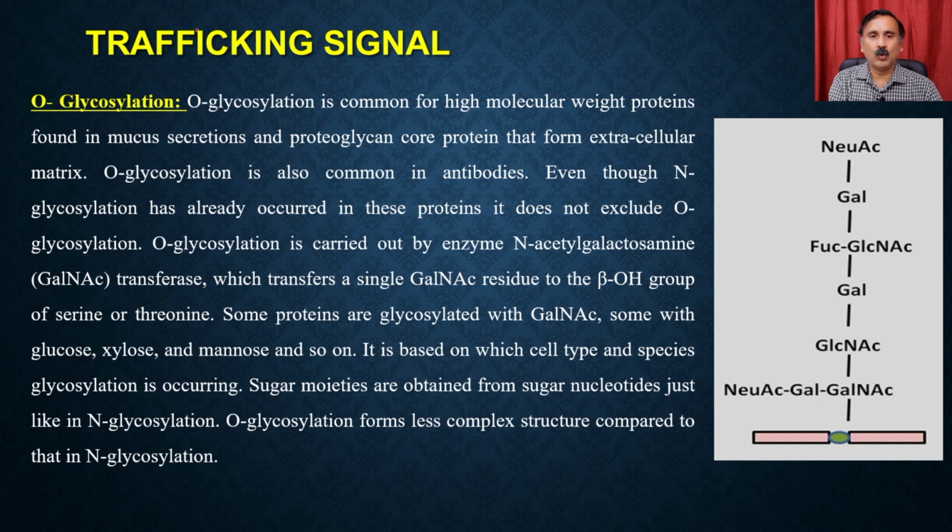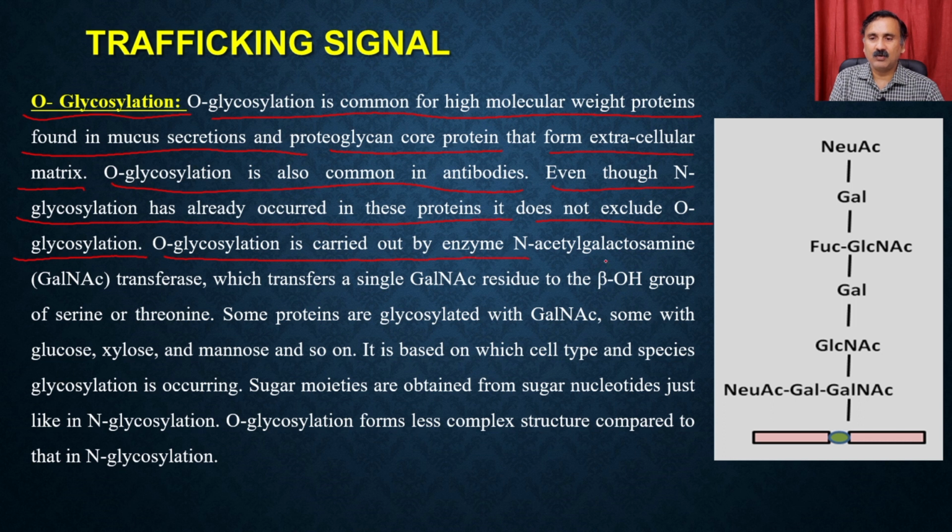Then we have the O-linked glycosylations. The O-linked glycosylation is common for both the high molecular weight proteins found in the mucus secretion and the proteoglycan core, which forms the extracellular matrix. O-glycosylation is also common in the antibodies. Even though the N-linked glycosylation has already occurred in those proteins, it does not exclude the O-linked glycosylation.